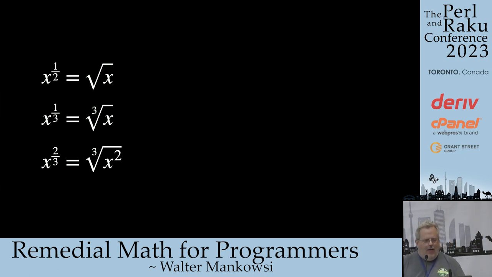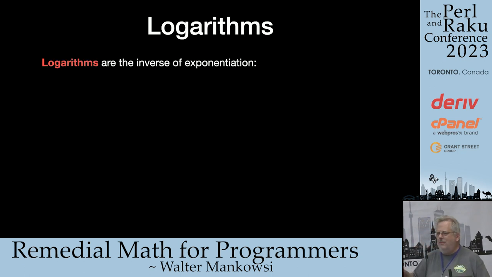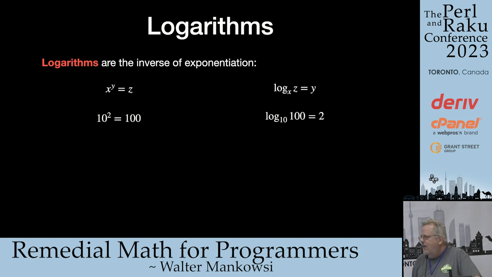Hopefully. So logarithms are the kind of thing that some people have forgotten what they are. They're the inverse of exponents. So if x to the y equals z, then the log base x of z equals y. It's just doing the exact opposite. If you have z and you knew that you started with x, what power would you have to raise x to get z? And that's what's going on here. So if 10 squared equals 100, then the log base 10 of 100 equals 2. It's just the inverse of that. Okay?